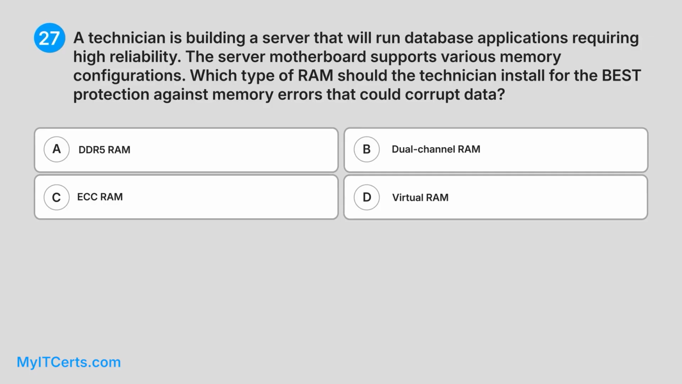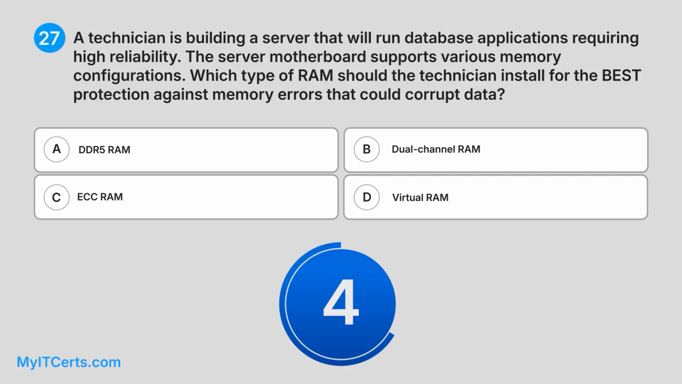27. A technician is building a server that will run database applications requiring high reliability. The server motherboard supports various memory configurations. Which type of RAM should the technician install for the best protection against memory errors that could corrupt data? A. DDR5 RAM. B. Dual-channel RAM. C. ECC RAM. D. Virtual RAM. What do you think is the answer?